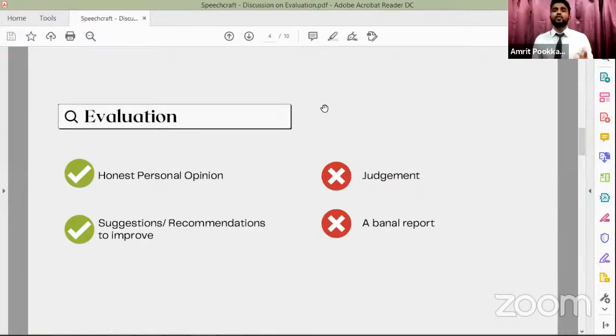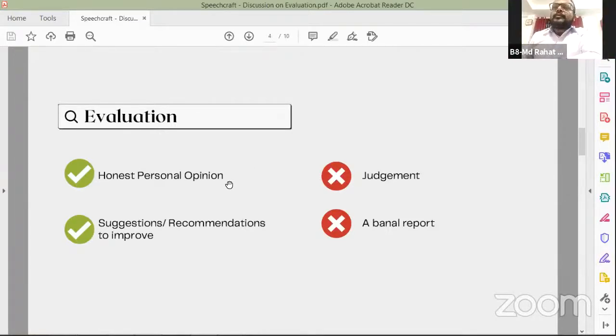Okay, and that should be honest. You should feel it by yourself. And we should also include our suggestions and recommendations to the speaker to make him improve himself next time. And it should not be like a banal report where you come and say, okay, you did this, number 1, 2, 3, check, check, check. No, it should not be like that. Let it be more like how you feel, how you think that could have been made even better, how you could have connected more to that speech.